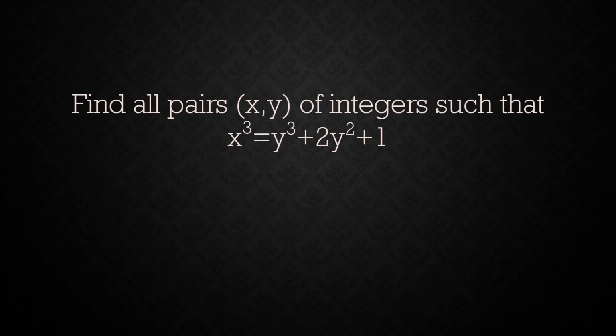Today's question is, find all pairs (x, y) of integers such that x cubed is equal to y cubed plus 2y squared plus 1. Let's try to solve this question. From the equation we have been given that x cubed is equal to y cubed plus 2y squared plus 1, which implies x cubed minus y cubed is equal to 2y squared plus 1.